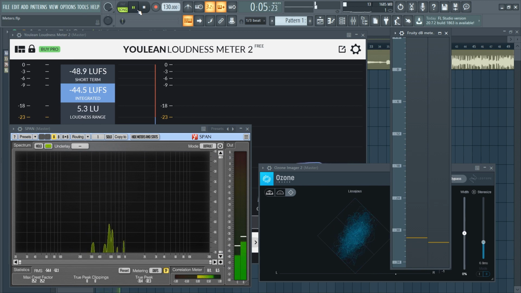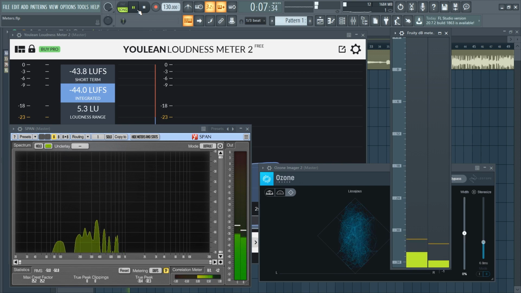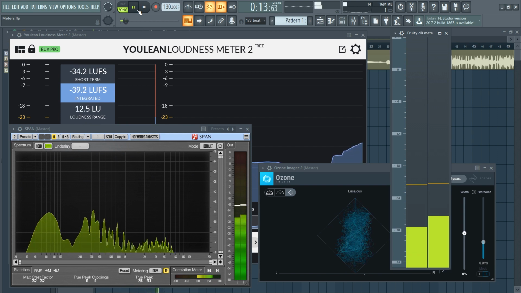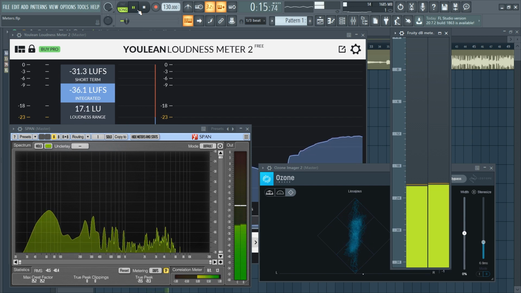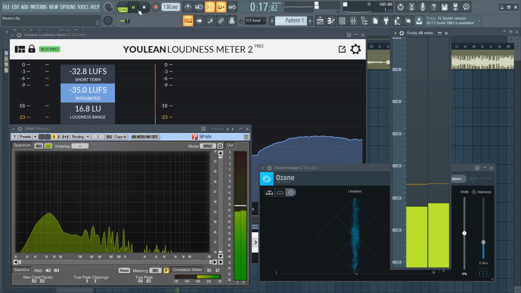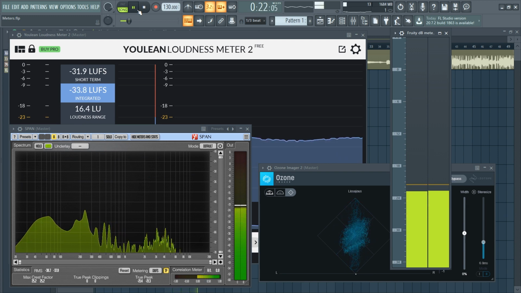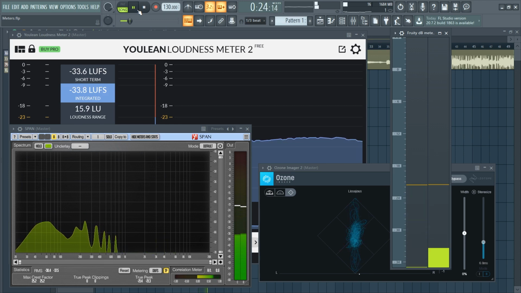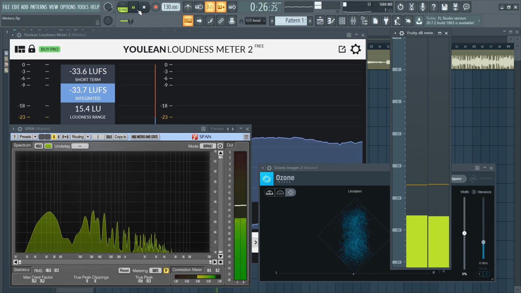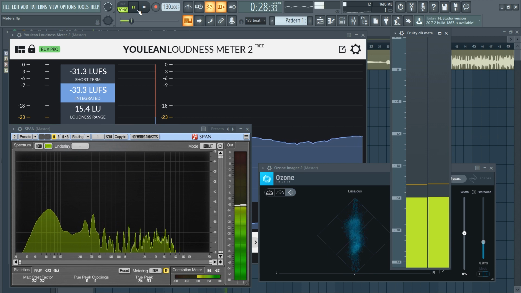So in today's video guys, we'll be talking about meters. So why meters? Well, understanding these meters will help you get better at mixing and mastering because they are representing what you're listening to in a really precise way. Also, let's say you're working on headphones or on bad speakers, that should not stop you from making good music because with these meters you can make better decisions.